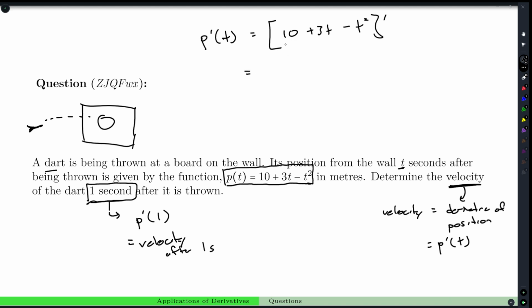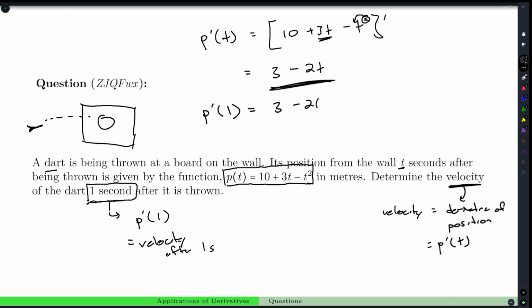The derivative of 10, that's a constant, so that's 0. 3t has a derivative of 3. And then we use the power rule. The 2 comes out, so we'll have minus 2t to the 2 minus 1 is 1. But no one writes that. So there's a formula for the velocity, and we want the dart's velocity 1 second after it's thrown.